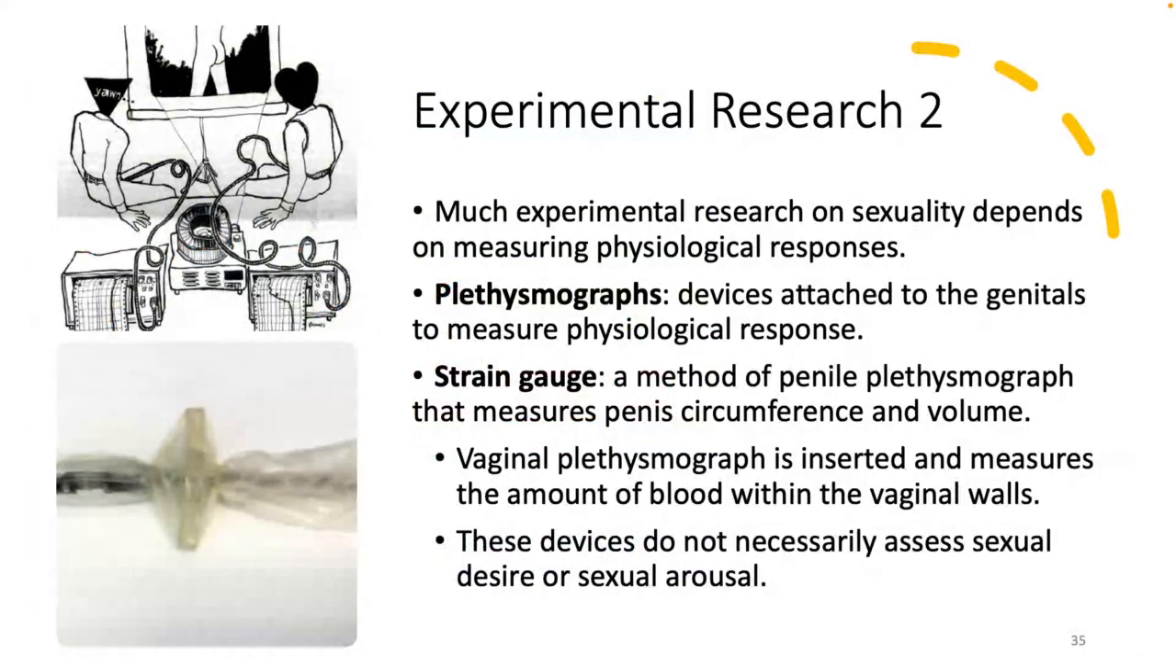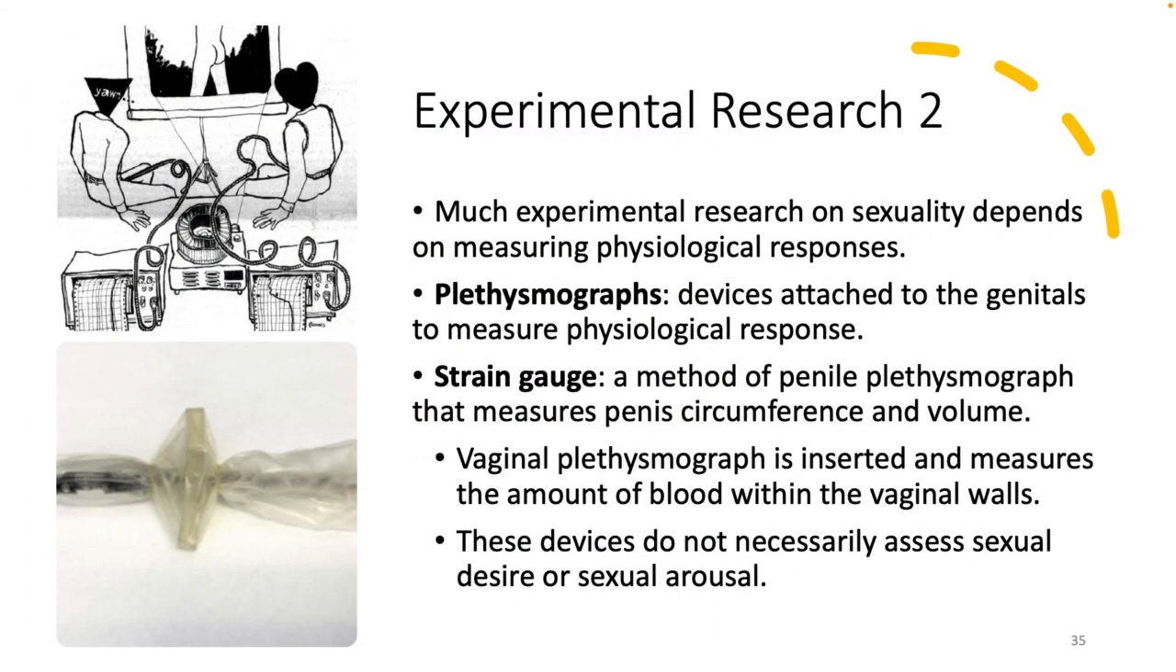A little bit more about experimental research. A lot of experimental research depends on the physical response as it relates to sex or sexual arousal, which is kind of difficult. So there are plethysmographs, and these are devices that attach to genitals to measure physiological responses. However, think about it. If you were going to give your time to do a study, you're not getting paid for it, and then they say, hey, we're going to put this device in your vagina or wrap it around your penis to see how you physically respond to a video. A lot of people are going to say, no, thank you.